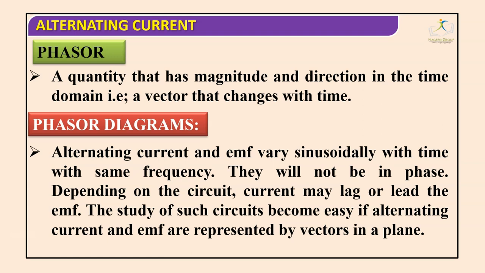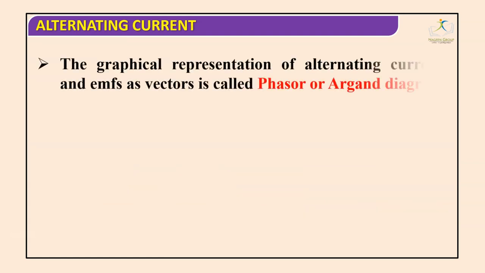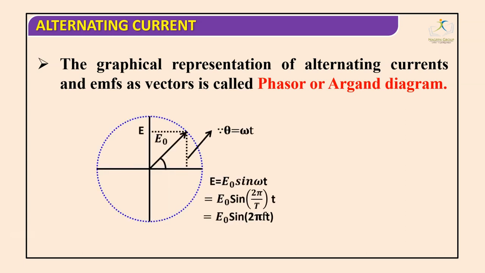The study of such a circuit becomes easy if alternating current and EMF are represented by vectors in a plane. The graphical representation of alternating current and EMF as vectors is called a phasor or Argand diagram. This is the phasor diagram of alternating current, as you can see over there.